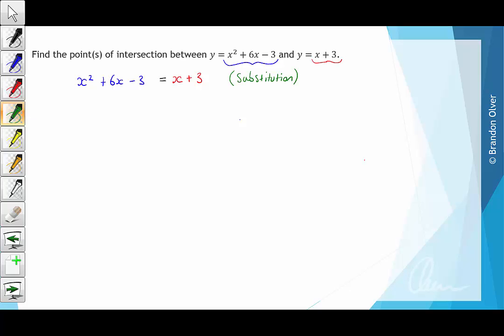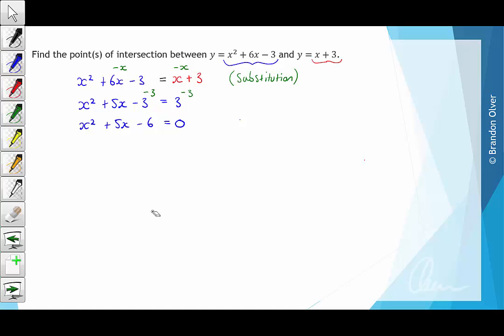So what we're going to do is subtract x from both sides. So we have x squared plus 5x minus 3 equals 3. And then we're going to subtract 3 from both sides. So we get x squared plus 5x minus 6 is equal to 0.